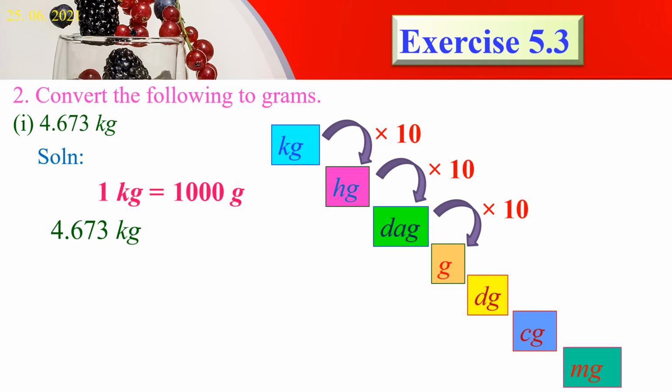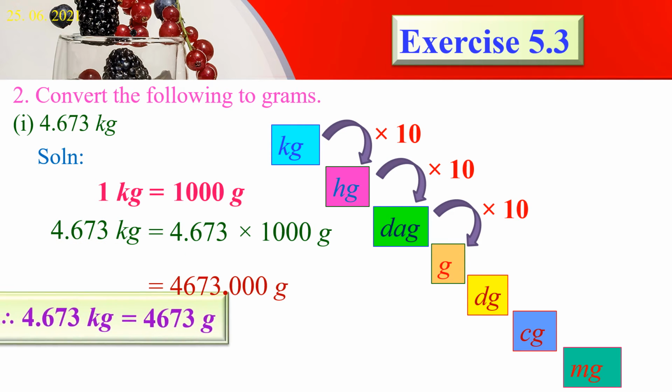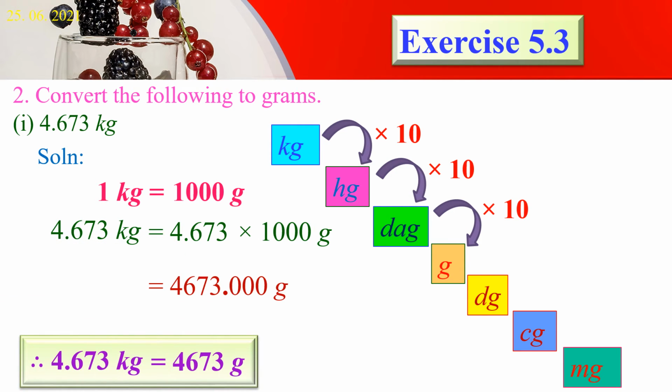Now we have to convert 4.673 kilogram to gram. To convert, we have to multiply by 1000. So 4.673 into 1000 gram is equal to 4673 gram. Therefore, the solution for the sum is 4.673 kilogram is equal to 4673 gram.